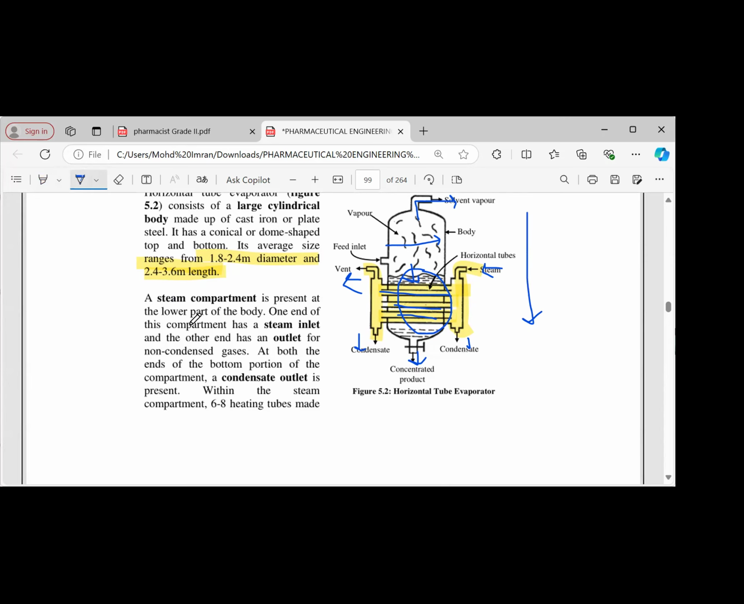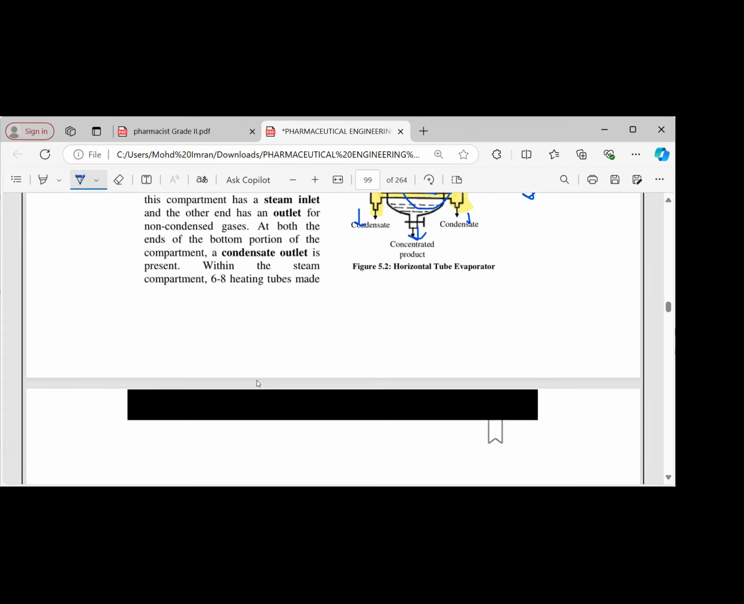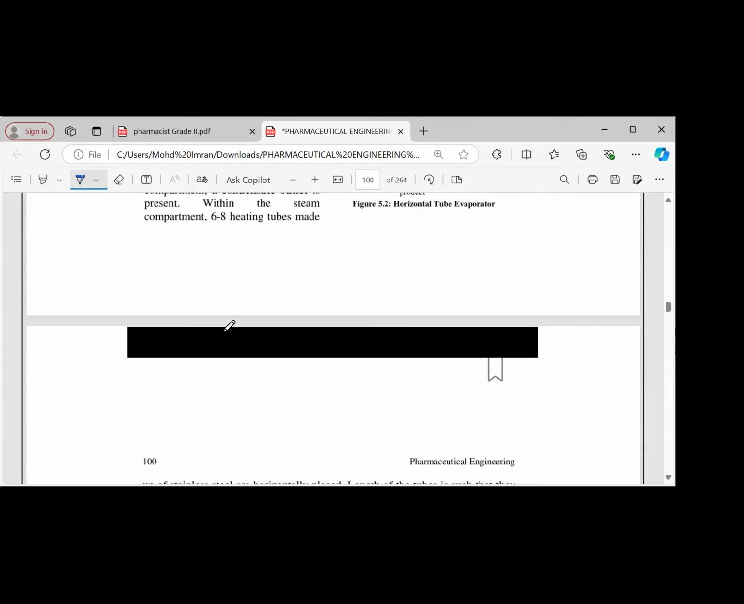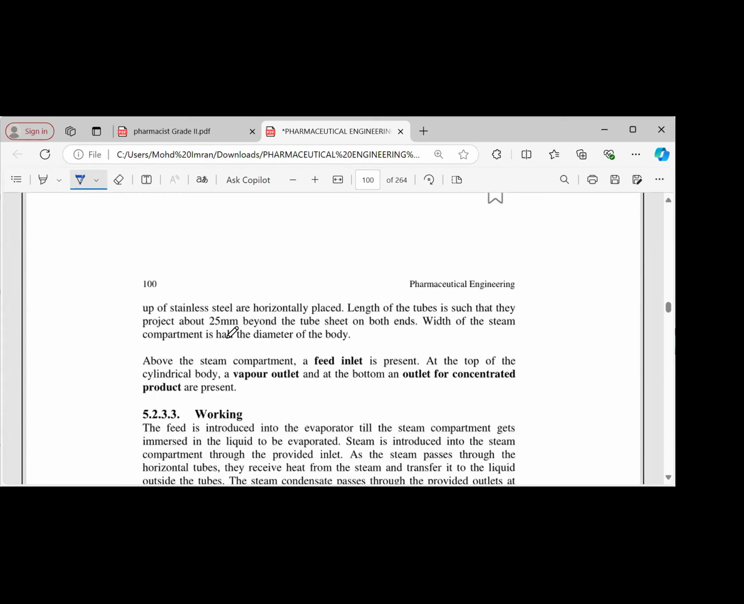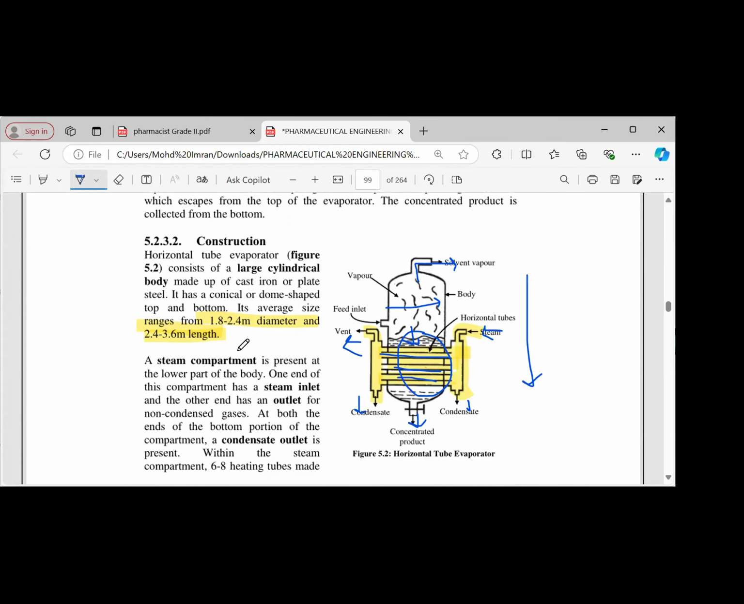Steam compartment is present in the lower part of the body. We have seen this. One end of this compartment has a steam inlet and the other end has an outlet. At the bottom of the ends of these portions, a condensate outlet is there, where condensed material will be falling down. Already we have seen 6 to 8 tubes are there. They can be increased or decreased. That's not at all an issue. So this is the horizontal tube evaporator.